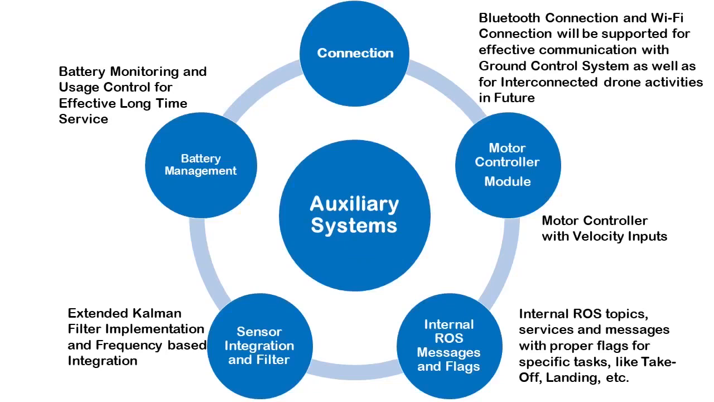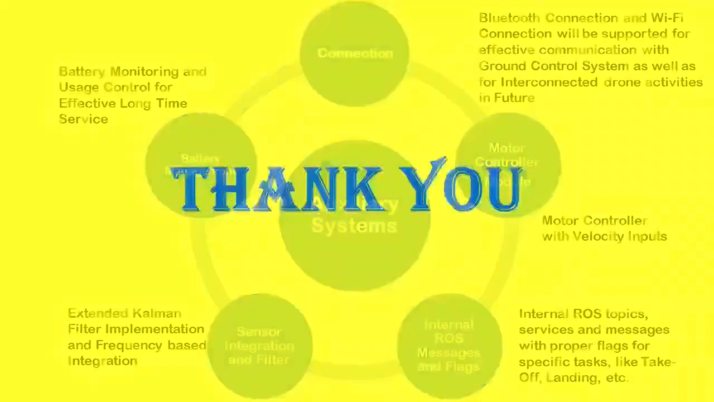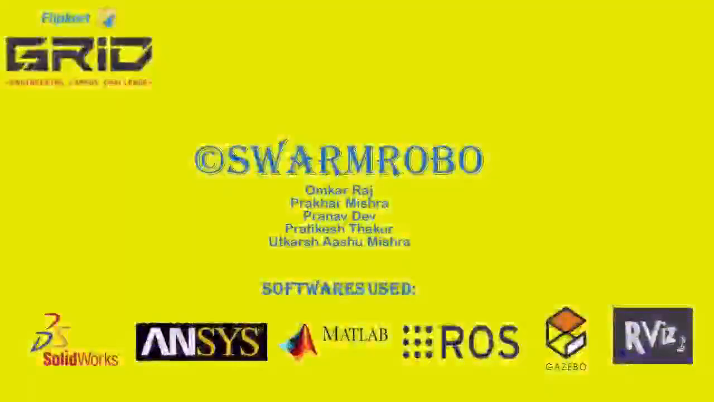Next, the extended Kalman filter implementation and all these frequencies of the sensors should be organized such that there is no delay. Next is the battery management system. Now, the battery monitoring and the usage control is a significant segment when it is required for the drone to take long maneuvers. All these subsystems comprise the drone prototype that we developed.